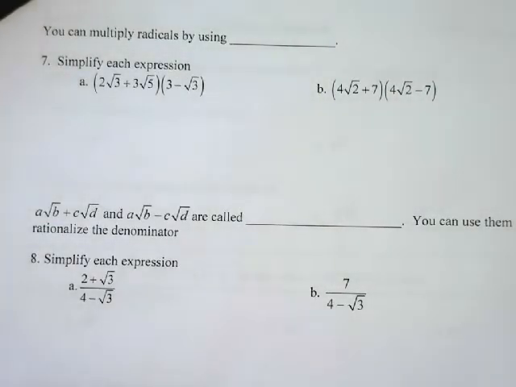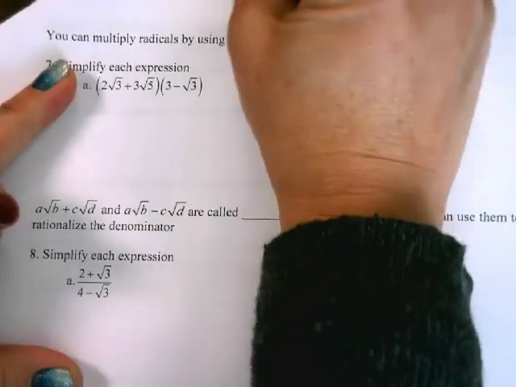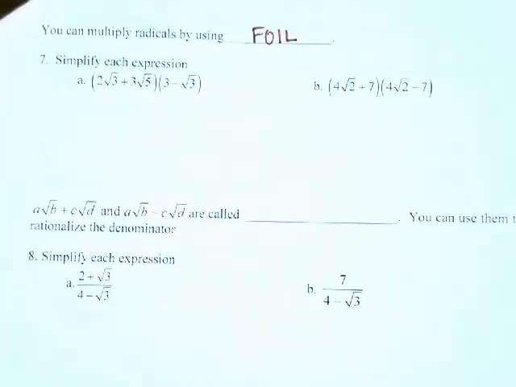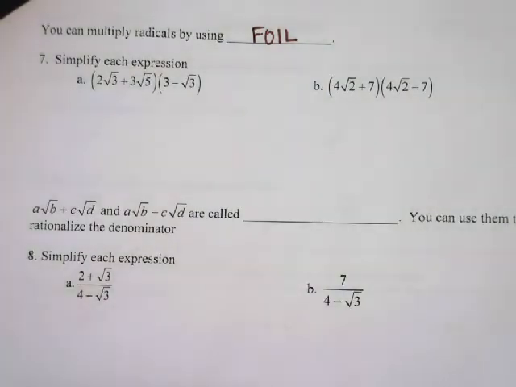You can multiply radicals by using FOIL, just like we did with binomials. First, outsides, insides, last. I'm going to write everything out to show you, and then after you see it, you can start skipping steps if you want to. When you multiply radicals, if they're outside of a radical, they get multiplied together. If they're under a radical, they get multiplied together.